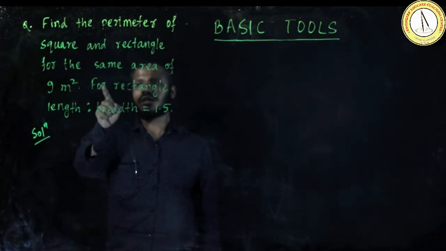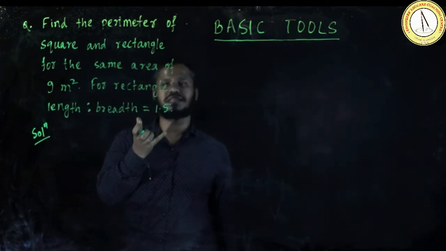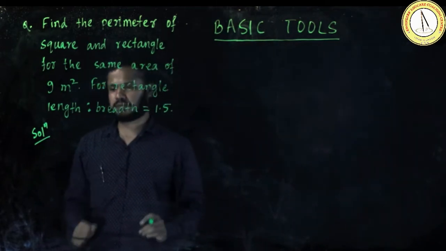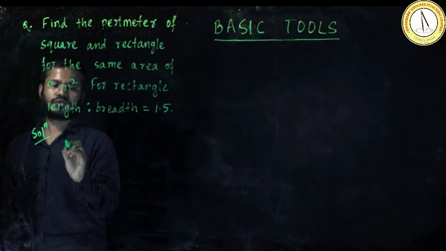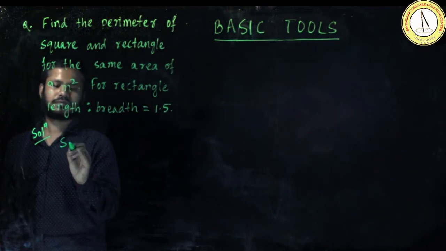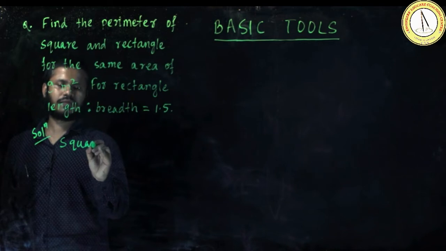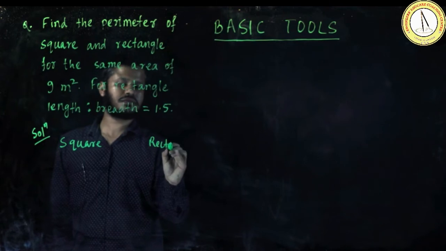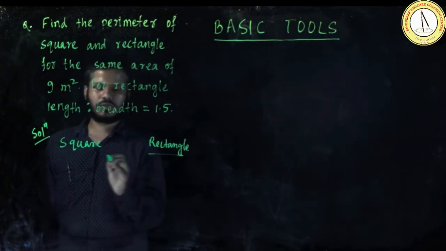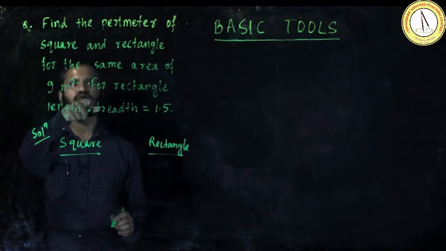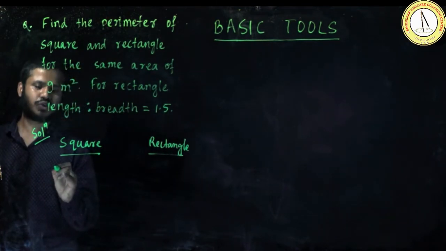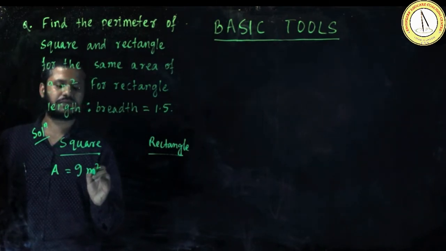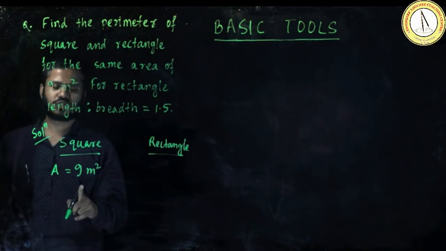So here, what the question is saying is that for same area, we just need to find the perimeter of square and rectangle. Okay, the area is same. So first, for square, and this I'll tell for rectangle. Now square. For square, the area is 9 meters square. So area, symbolically A, is 9 meter square.